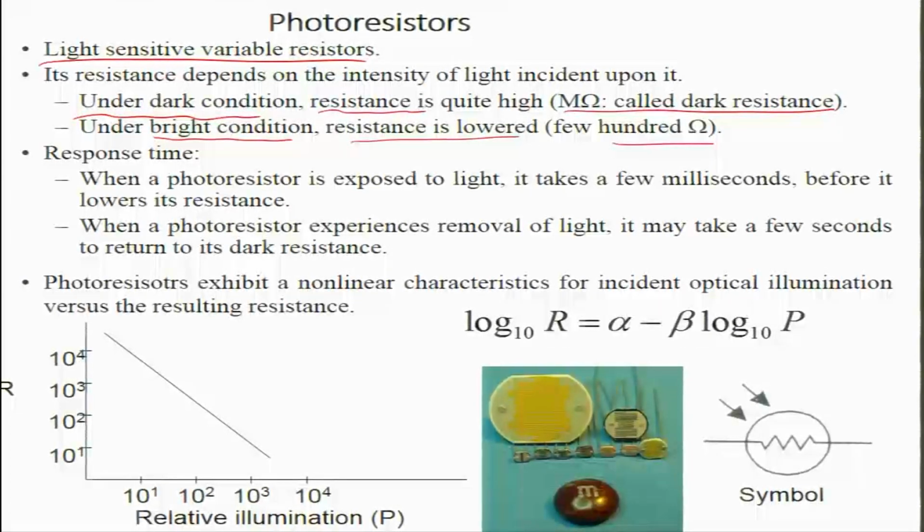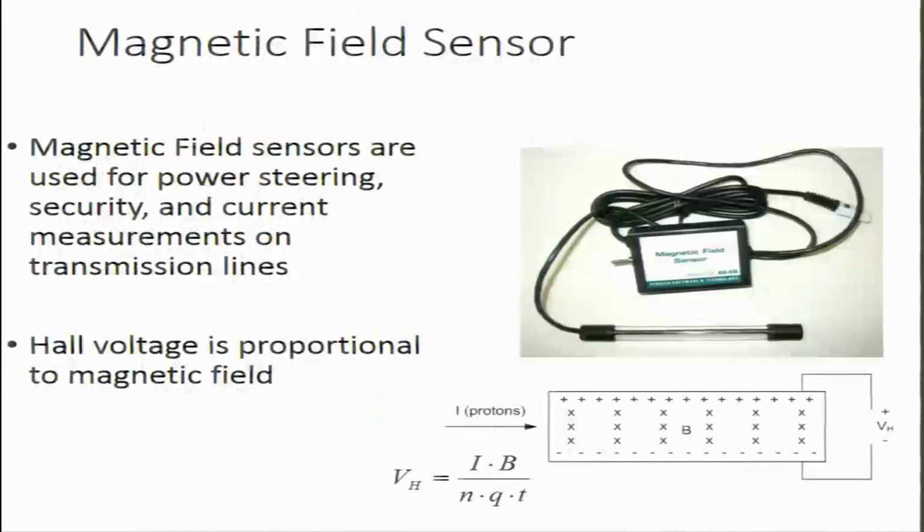They have excellent response time. It takes about a few milliseconds to lower the resistance, at least compared to some of the mechanical devices. This is on a much faster scale than you can have such changes. So photoresistors exhibit nonlinear characteristics for incident optical illumination, so it is a log scale which happens to have a linear characteristic, as you can see in the plot right here. These are how some real photoresistor devices look. So these are another class of light sensors.